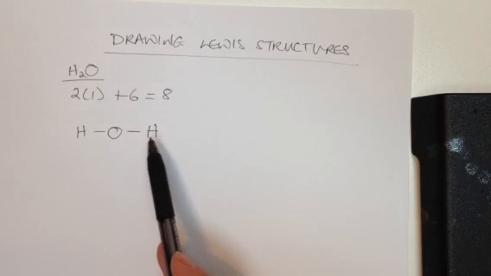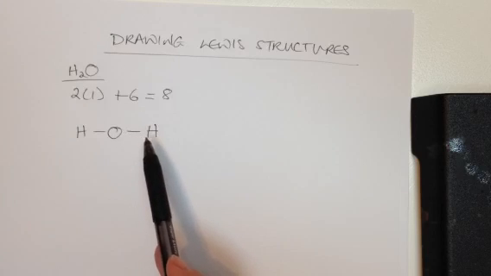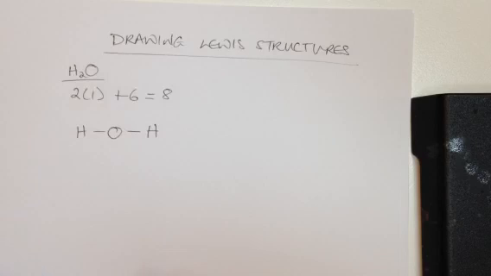Hydrogen can only make 1 bond. It's only got 1 electron. It can only have a duet around it. So it can only make 1 bond. If we were to put hydrogen in the middle, it would have to make more than 1 bond. So hydrogen can never go in the middle. It's always on the end. We say it is terminal.